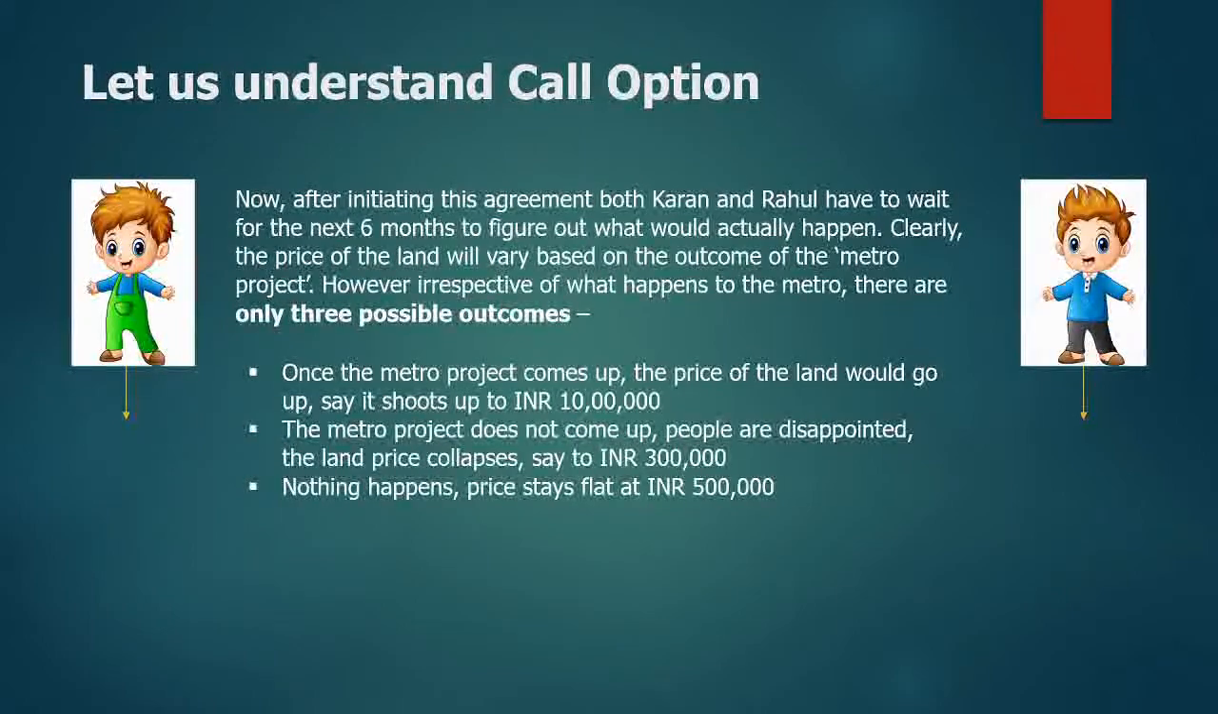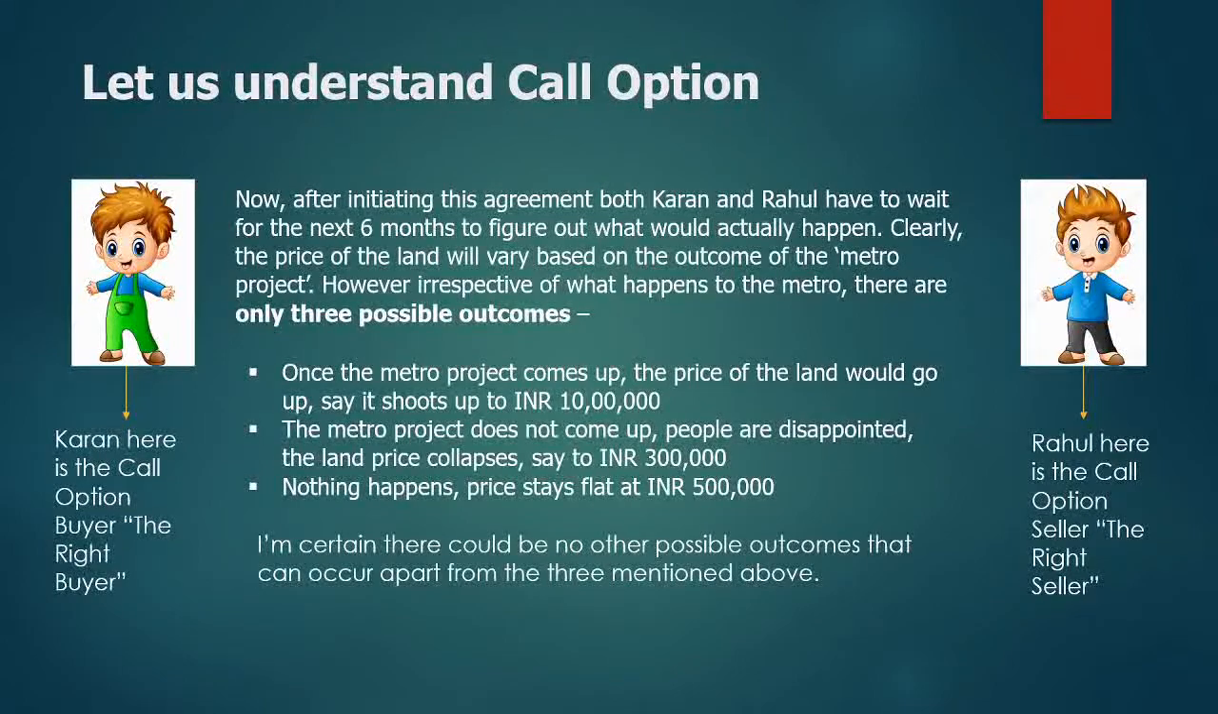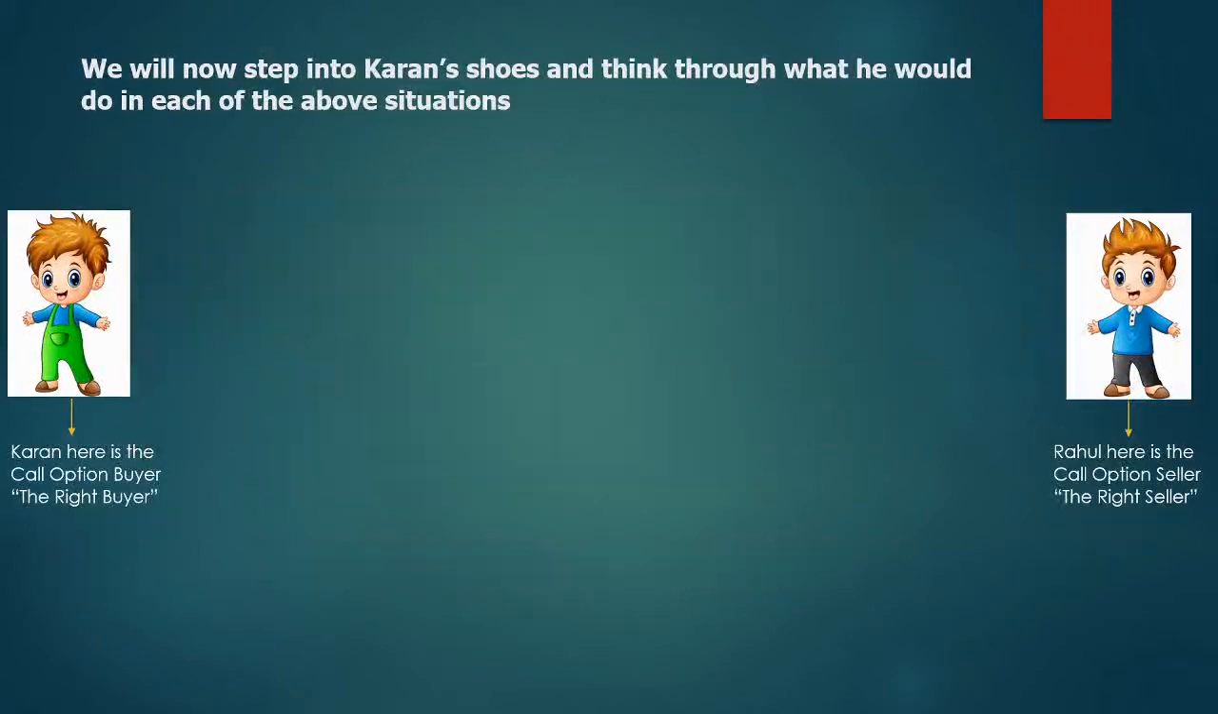If the metro project does not come, the people are disappointed and the land price crashes to 3 lakh. But there is a possibility that nothing happens and the price remains at 5 lakh itself. So there are only three possibilities, I think. Let us remind ourselves that in the example we are dealing with, Karan is a call option buyer and Rahul is a call option seller.